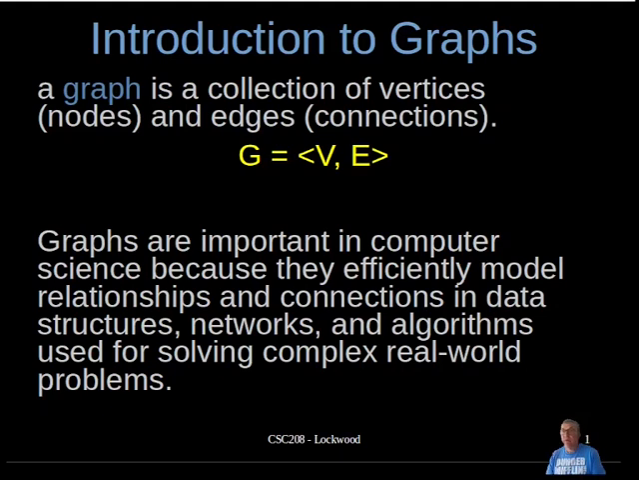So what is a graph? A graph is a collection of vertices or nodes and edges or connections. We generally write this as capital G equals, and then within brackets that look like less than, greater than signs, we list the sets V and E. Graphs are important in computer science because they efficiently model relationships and connections in data structures, networks, and algorithms used for solving complex real-world problems.